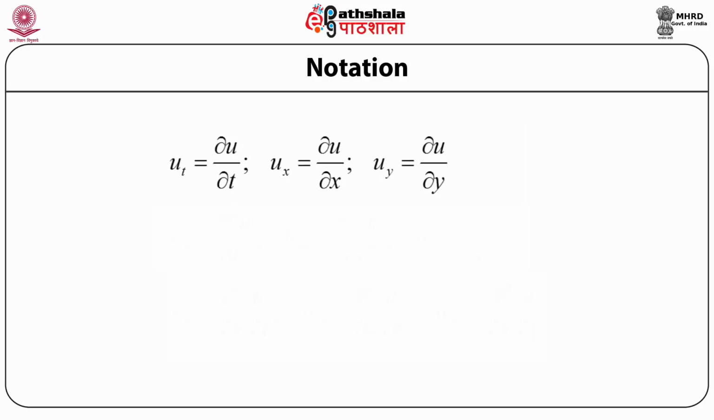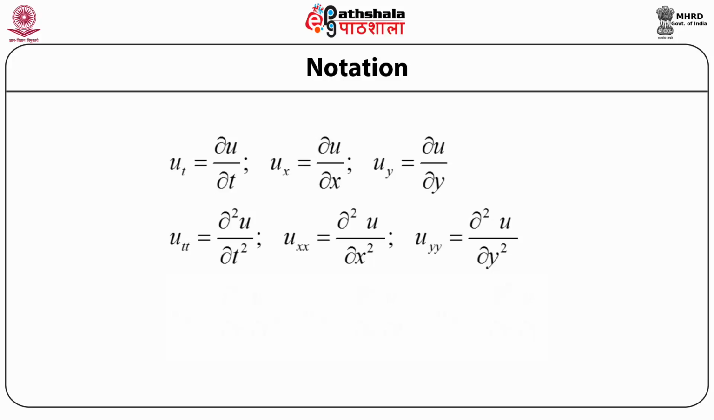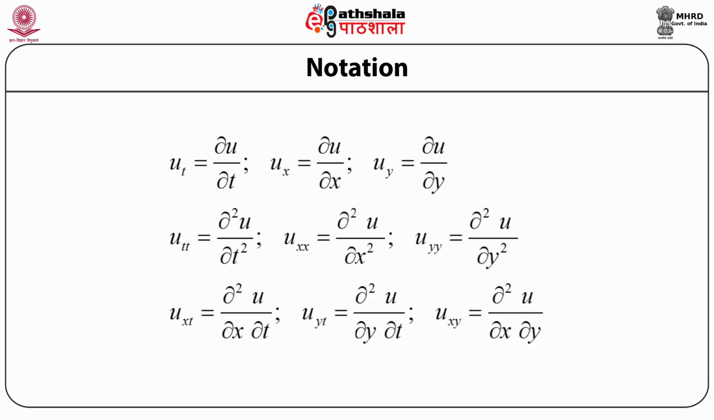So u_t is the same as ∂u/∂t, and u_x similarly. Then u_tt is going to be ∂²/∂t² of u, and u_xt is going to be ∂ with respect to x and t. And whether you do ∂x or ∂t first, it doesn't matter. The order doesn't matter. And you can do it for xy, yt and xx. So as shown, you can use them later.